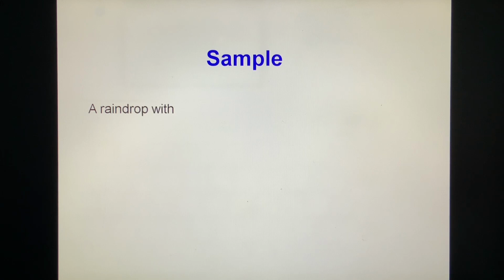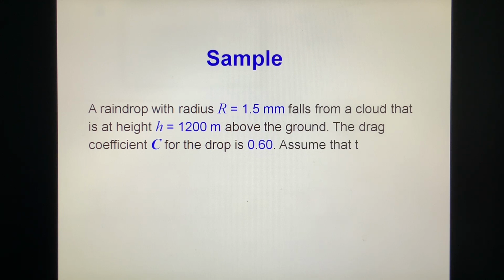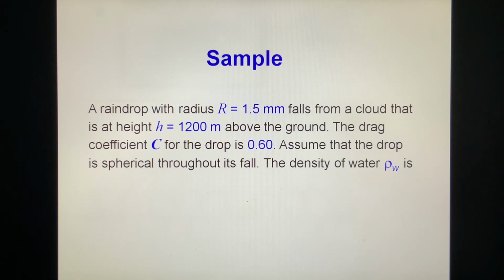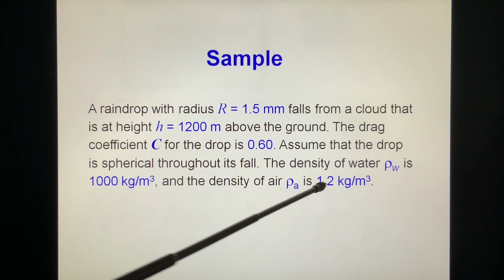Sample problem. A raindrop with radius r equals 1.5 millimeters falls from a cloud that is at height h equals 1200 meters above the ground. The drag coefficient C for the drop is 0.60. Assume that the drop is spherical throughout its fall. The density of water, rho water, is 1000 kilograms per cubic meter, and the density of air, rho air, is 1.2 kilograms per cubic meter. Question A: What is the terminal speed?